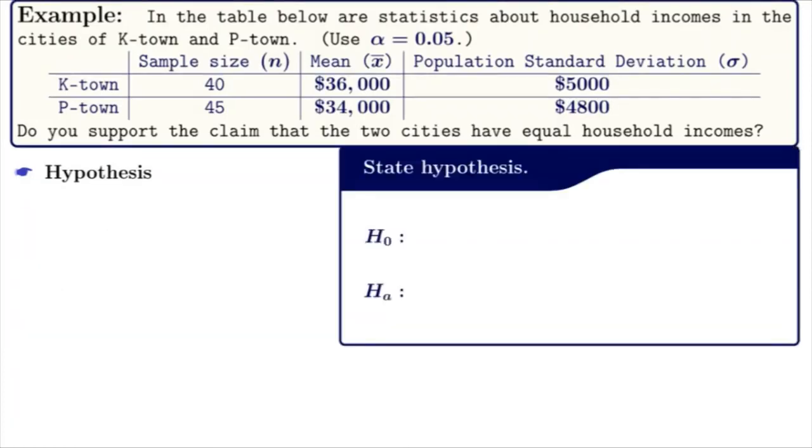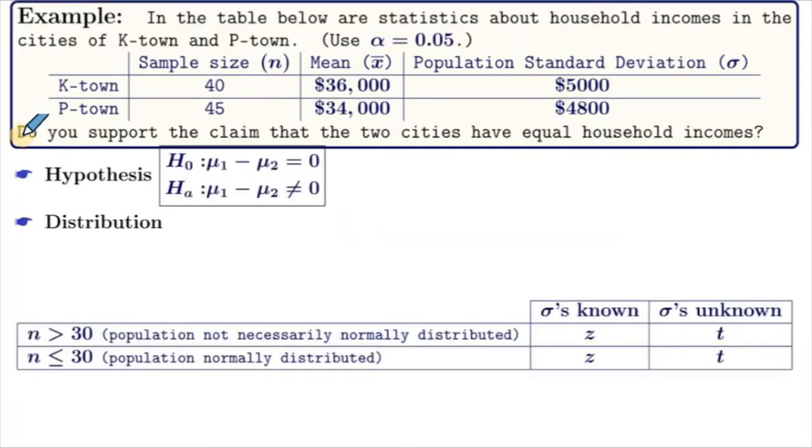Here, the claim is that the average household incomes of the two cities are equal. So this will be our null hypothesis. That is mu1 minus mu2 equals 0. Then our alternate hypothesis will be mu1 minus mu2 not equal to 0. Next, we need to decide if the distribution is Z or T. Since we are given population standard deviation, we know it will be Z distribution.